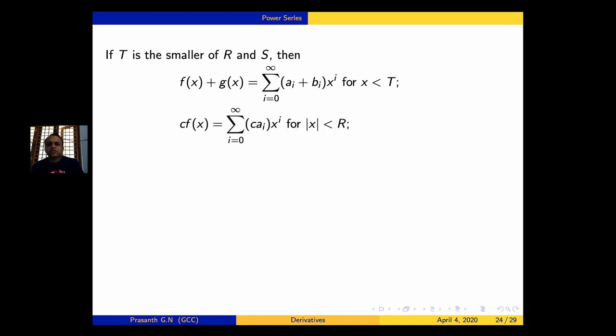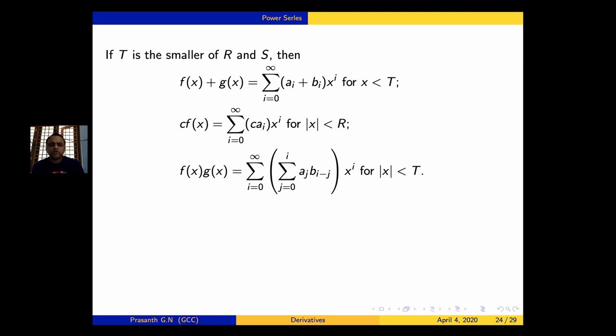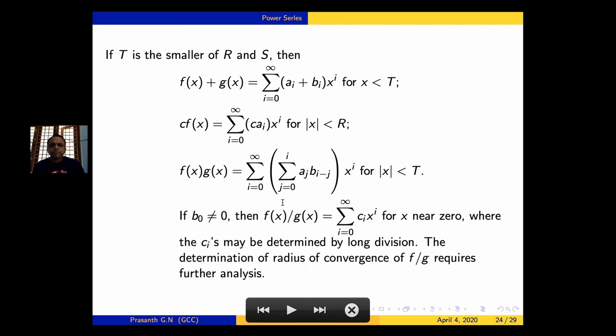Also, c times f(x) is equal to sigma 0 to infinity c a_i x raised to i for mod x less than R. f(x) times g(x) is equal to sigma 0 to infinity, sigma j equal to 0 to i a_j b_(i minus j) x raised to i for mod x less than T. So here it is mod x there, remember. And please remember this product formula. If b0 is not equal to 0, then f(x) by g(x) is equal to sigma 0 to infinity c_i x raised to i for x near 0, where c_i may be determined by long division. Determining the radius of convergence of f by g needs a little bit more analysis.